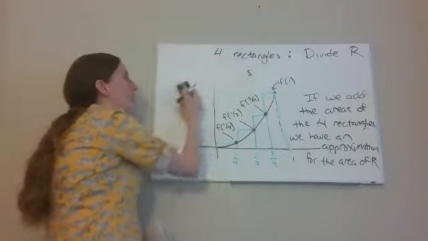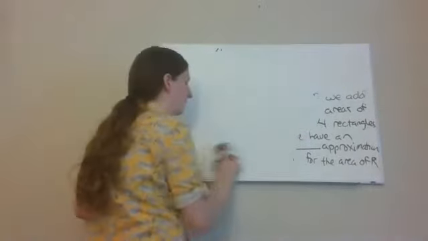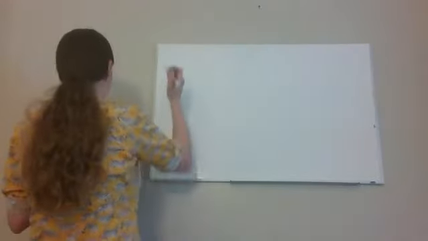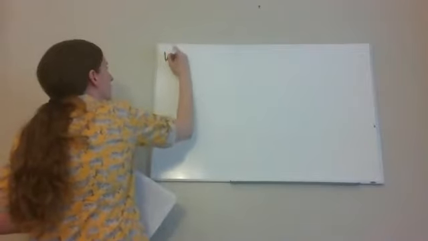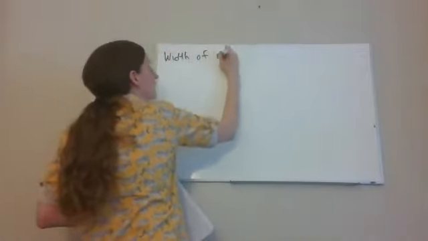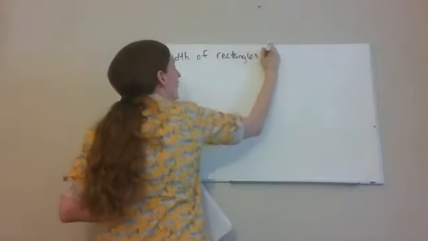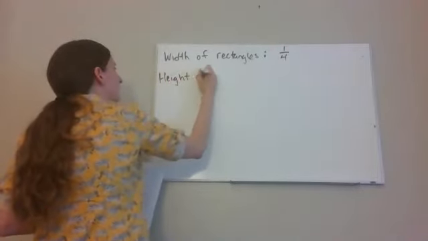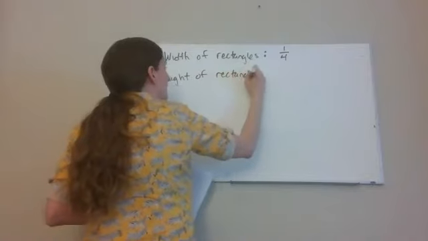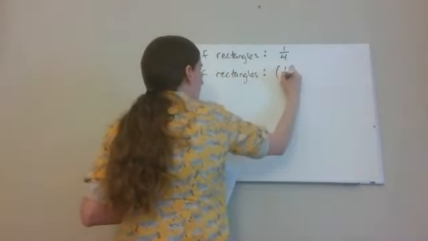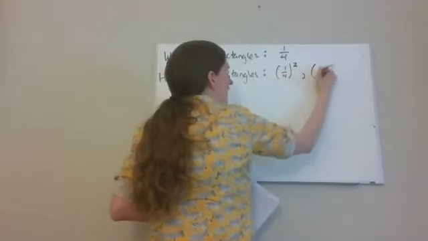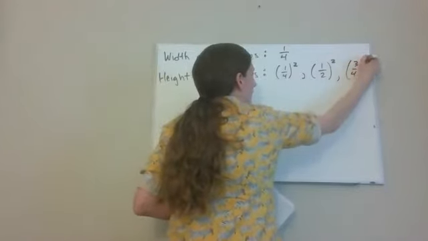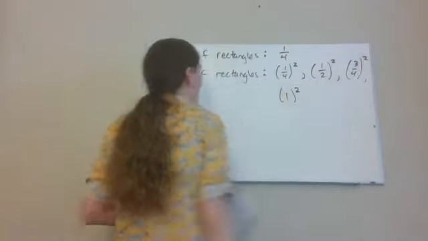So let's add up the area of these rectangles. So let me write this down again. My width of rectangles, all of them were width 1/4, and the height of the rectangles, my shortest rectangle was 1/4 squared. Next shortest was 1/2 squared. Then I have 3/4 squared, and my tallest rectangle had height 1 squared.